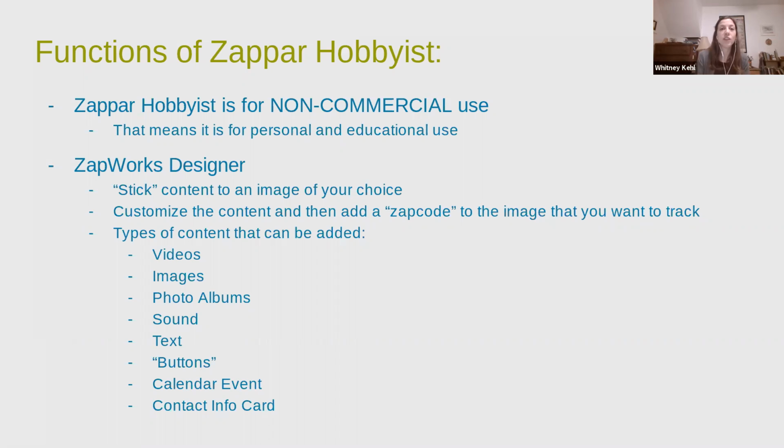But if you're starting to actually use your Zap codes for personal or professional reasons where you're dispersing them, you can buy additional projects. So that might be a good idea so that you're not having people look at old content or get mixed up with things. And then ZapWorks Designer is the name of the platform or the website where you can build these projects. So Hobbyist is the account, Designer is the cloud-based software. So within ZapWorks Designer, you can stick content to an image of your choice, and you can customize the content and then add a Zap code to the image that you want to track.